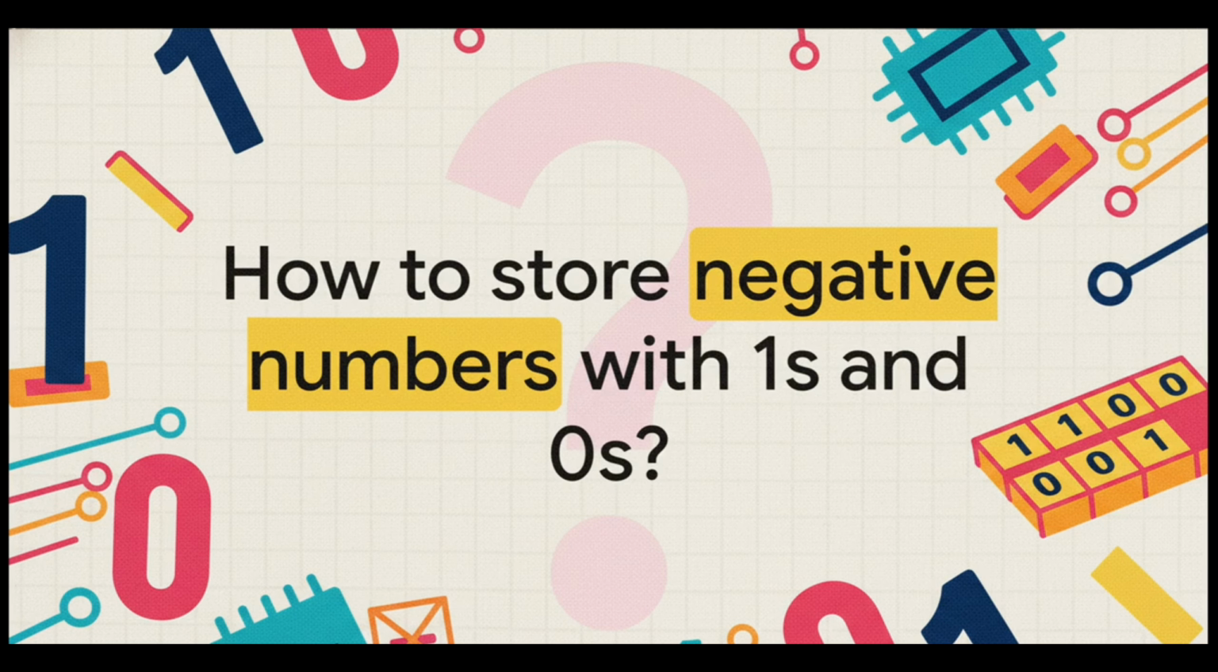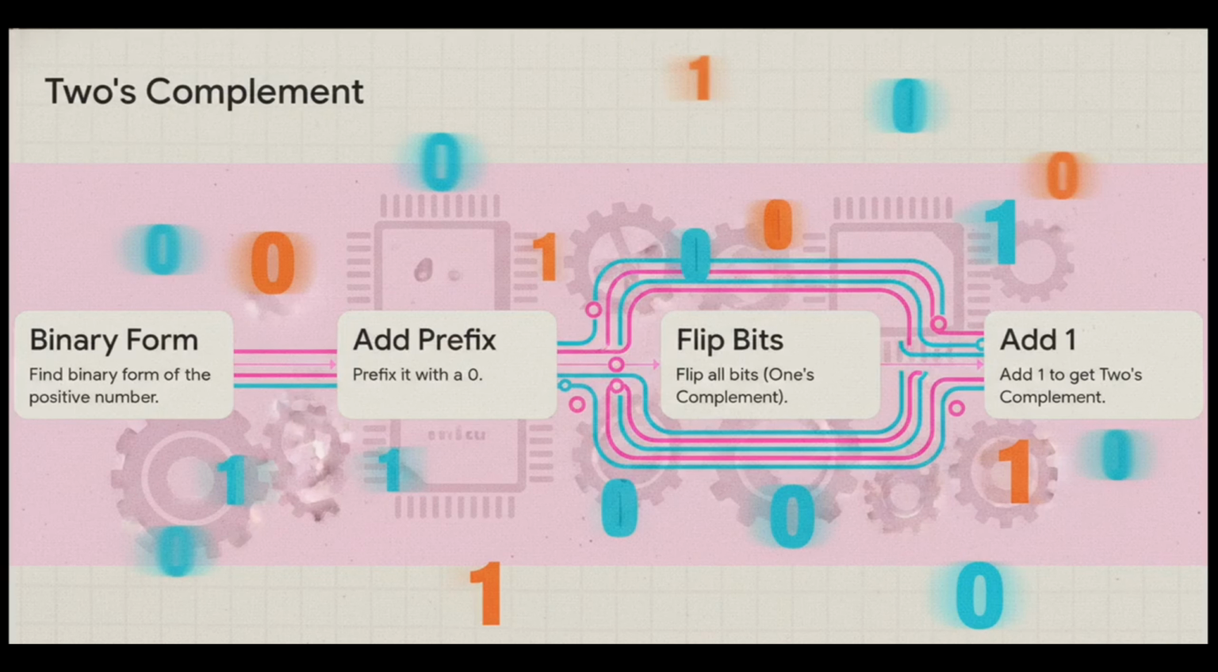But the most significant bit actually has another, arguably more important job. Which brings us to a huge question. How do computers store negative numbers if they only understand ones and zeros? There's no physical minus sign in the hardware, right? The answer is a brilliant workaround called 2's complement, which basically turns the most significant bit into a sign indicator. If the MSB is 0, the number is positive. If it's 1, it's negative.